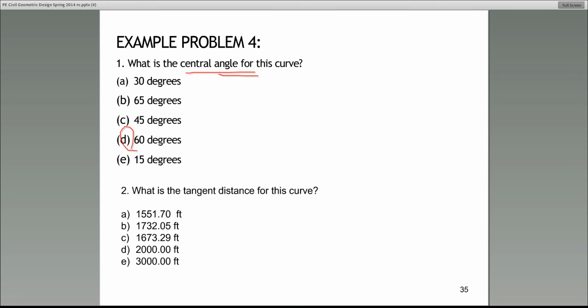What is the tangent distance for this curve? Go to page 15, find the appropriate equation, and see if you can give me an answer. These are the choices. All right. Min On is giving me a choice. I won't tell you which one it is yet. Okay. So far, I have 5 or 6 answers, and you're telling me B is correct, 1732.05 feet. Okay. I accept that.